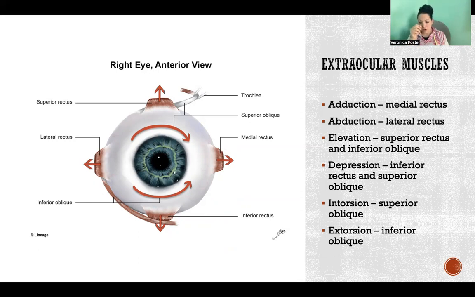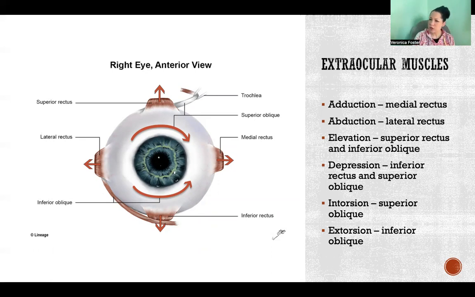So the extraocular muscles, we have adduction, is performed by medial rectus. So 4 of our muscles here are named rectus, as in straight. So medial rectus, superior rectus, lateral rectus, and inferior rectus, those are all muscles that attach to the top, bottom, and sides of the eyeball and pull in a straight direction. So medial rectus adducts and lateral rectus abducts.